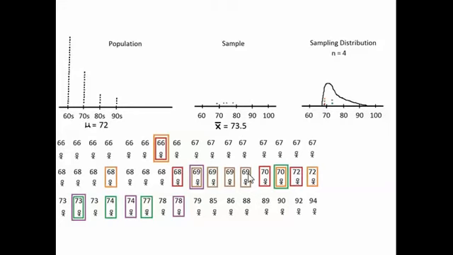If the 4 students in the brown squares end up being my sample, then the brown dot is my sample mean. If the 4 students in the orange squares end up being my sample, then the orange dot is my sample mean. If the 4 students in the green squares end up being my sample, then the green dot is my sample mean. And if the 4 students in the purple squares end up being my sample, then the purple dot is my sample mean.